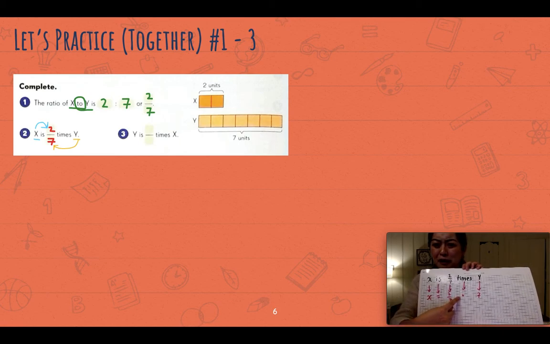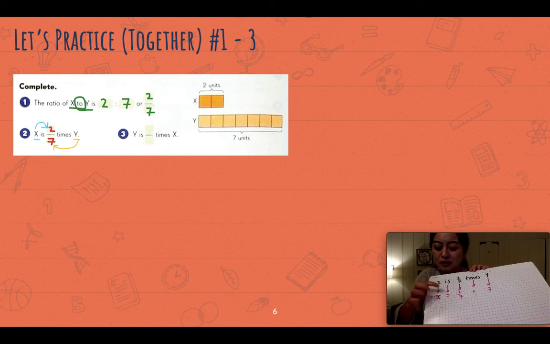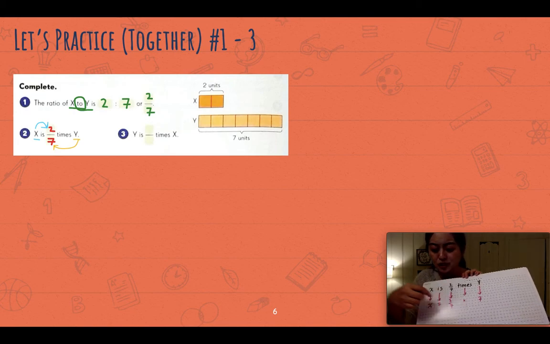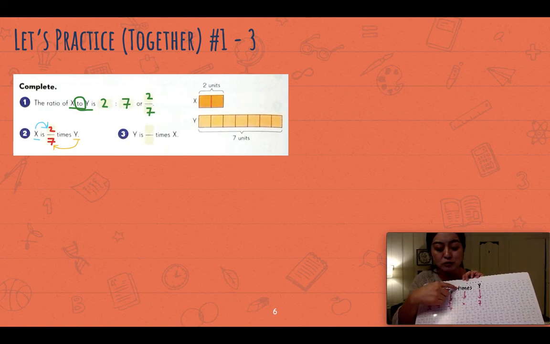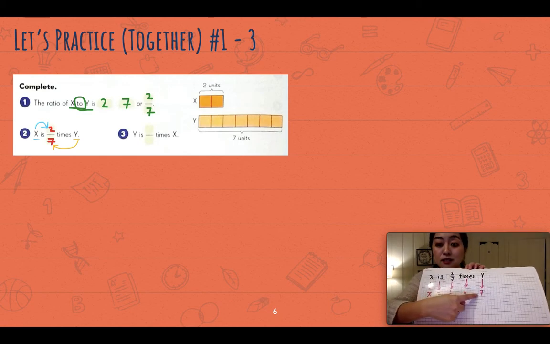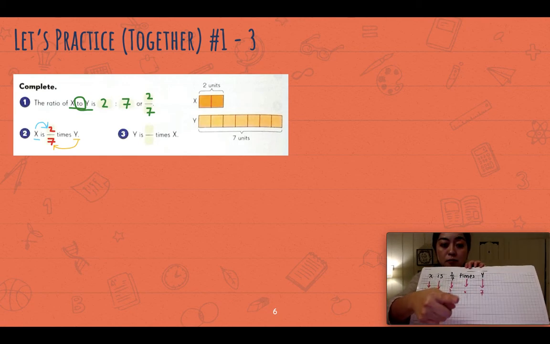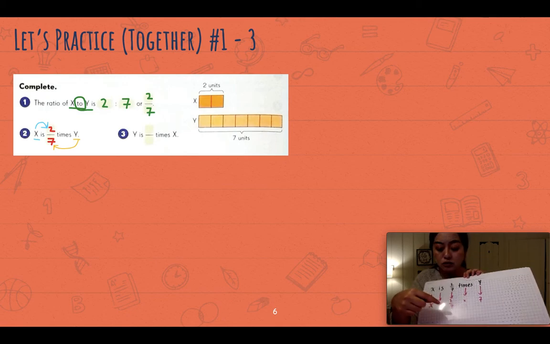I wrote a small x because I have two x's here. So this I kind of wrote as a curly, cursive x, but here I just wrote a tiny small x to show multiplication. That is a math operation. And y in this case is 7 because in the model it is 7 units.